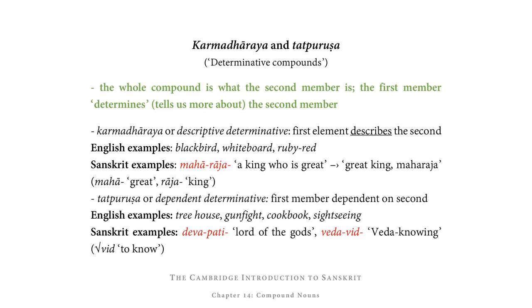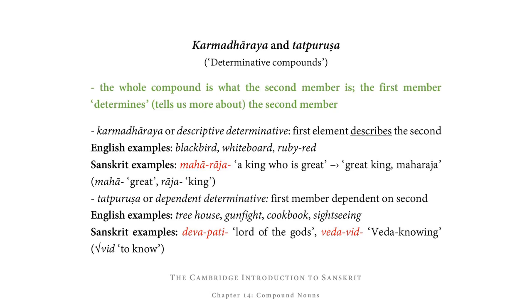The first one is the so-called karmadharaya, or in English terminology, the descriptive determinative. This is so called because the first element describes the second element. The alternative is a tatpurusha, or a dependent determinative, that is so called because the first member is dependent on the second.